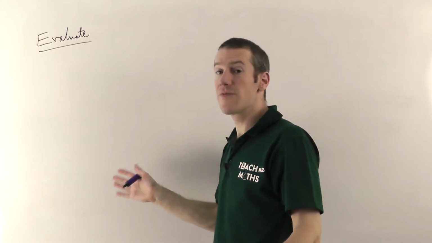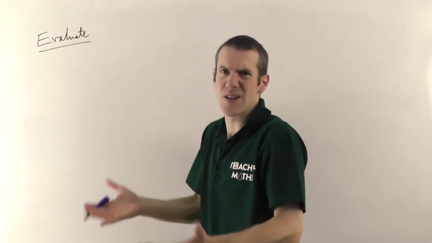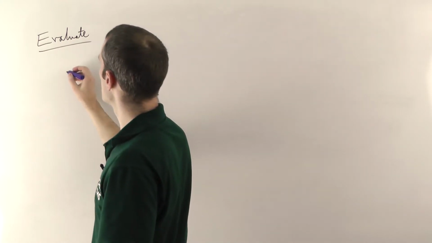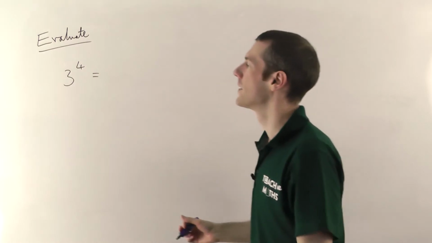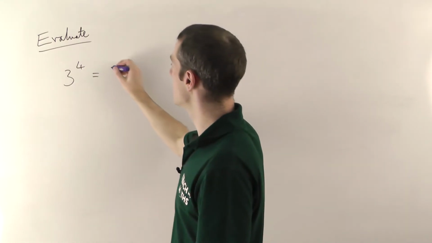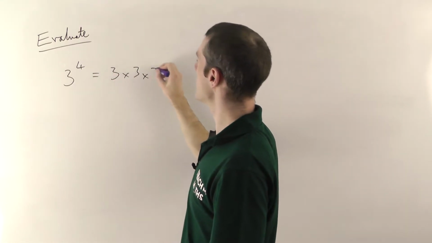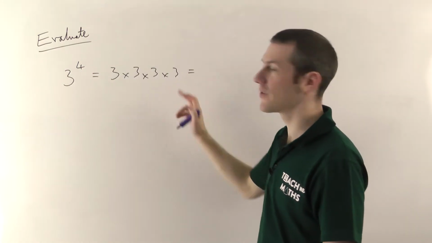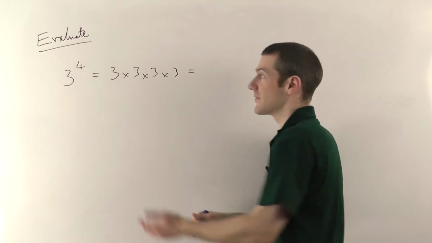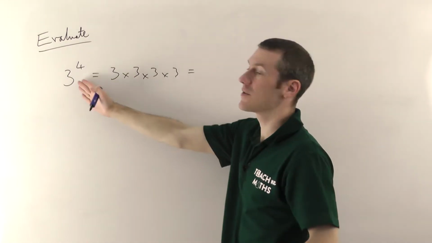So these are usually fairly straightforward. You just work out what the power gives you. So if we have 3 to the power 4, for example, then you just have to work out what 3 times 3 times 3 times 3 is. Yeah? The power here means you've got 4 3's multiplied together. So you just work it out. That's all evaluate means. Find the value of this thing.